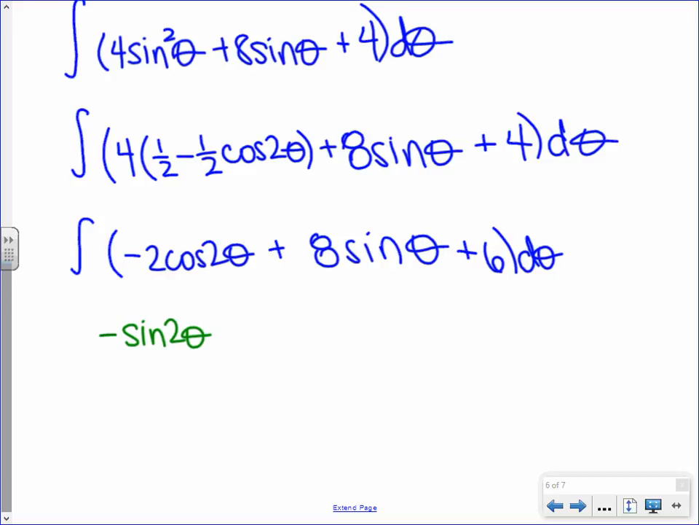Bailey, antiderivative for 8 sine theta. Negative 8 cos theta. Can you explain to me why it's negative? I'm asking you for the antiderivative of 8 sine theta, and you're telling me negative 8 cosine theta. Okay. You good with that?